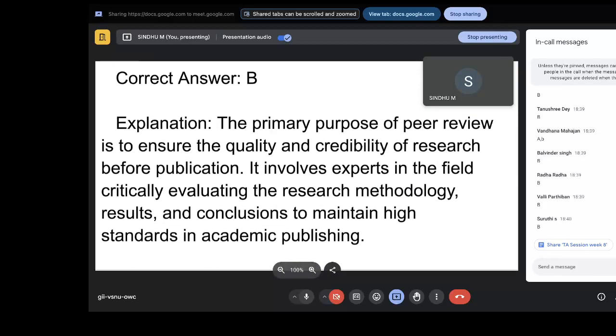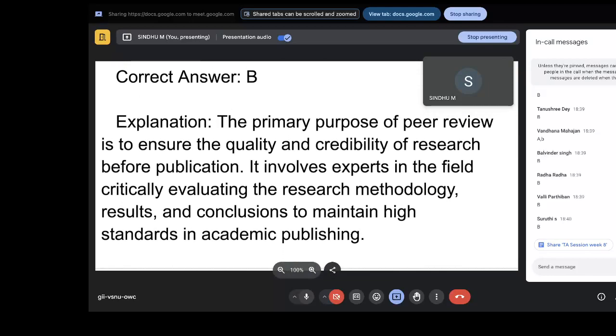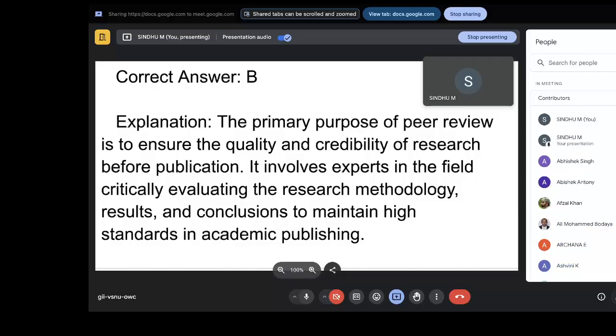Ma'am, can I ask you one question on this? Yes, sure, you can go ahead. As per you, how much time should be taken for this? In between, how much time should be taken by the peer reviewer? Is there any limitation for that?